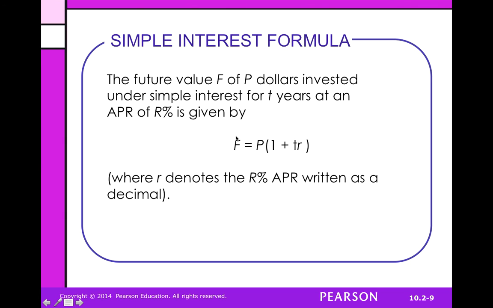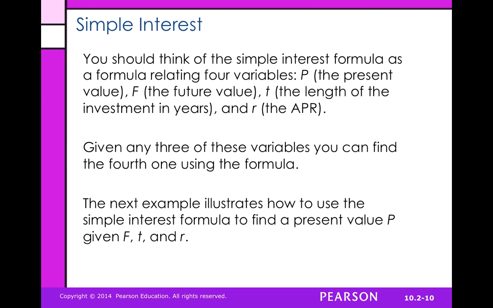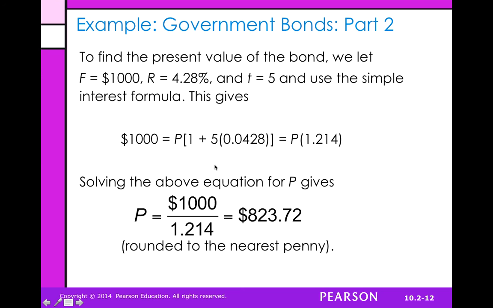Notice that F is 1,000, T is 5, and R was 0.0428 because we have to convert the percentage to a decimal. So that's what's written here. 1,000 in the future equals whatever I pay now times the quantity 1 plus number of years times APR. So when I do 1 plus 5 times 0.0428, I get 1.214.